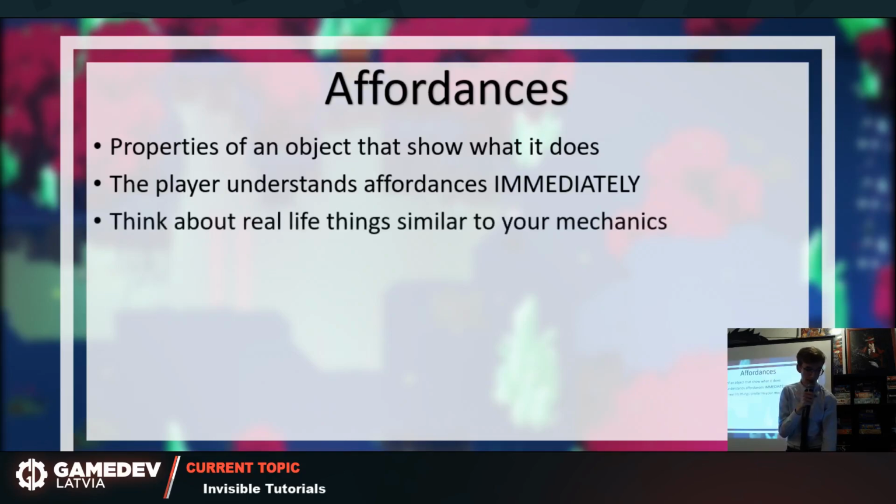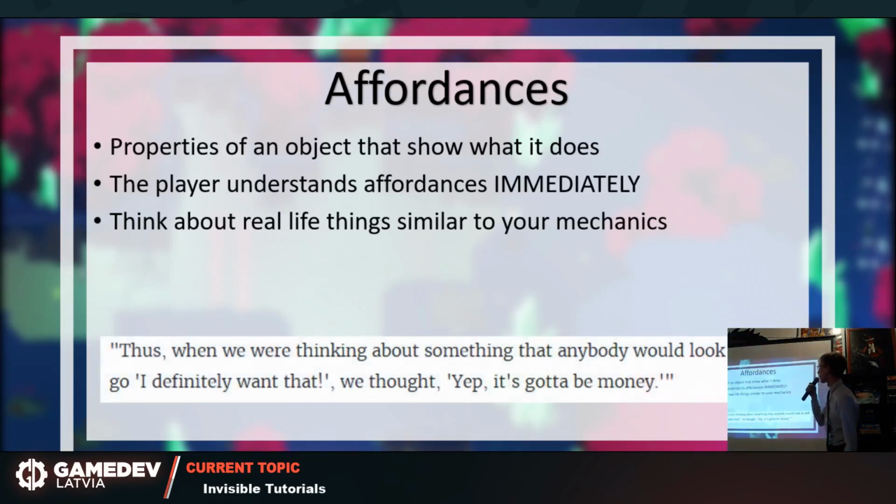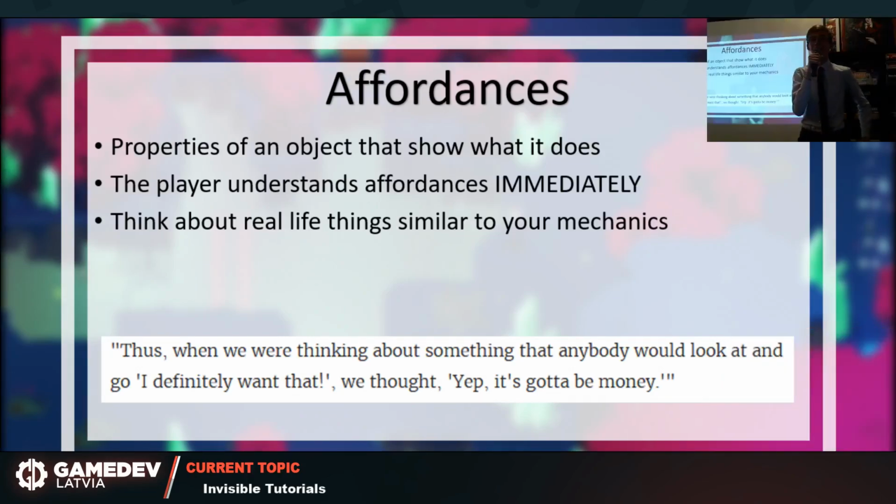just immediately. And now, how to actually design affordances: mostly the process is thinking about real life things that are similar to your mechanics. So if you've ever wondered why so many games use money as pickups, the game that actually made that popular is the original Super Mario Bros. Shigeru Miyamoto has a really fun quote about this. "Thus, when we were thinking about something that anybody would look at and go, 'I definitely want that,' we thought, 'Yep, it's gotta be money.'" So this is just an example of how to create an affordance.